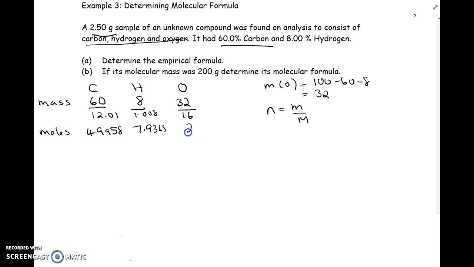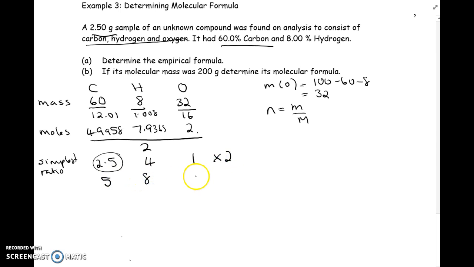7.9365, and exactly 2. Now, to get the simplest ratio, we always divide by the smallest number, which in this case is 2. So the simplest ratio is going to be 2.5, 4, and 1. Now, 0.5 causes me a problem. It's not a simple whole number ratio. So we're going to times everything out by 2, so it comes out to 5, 8, and 2.